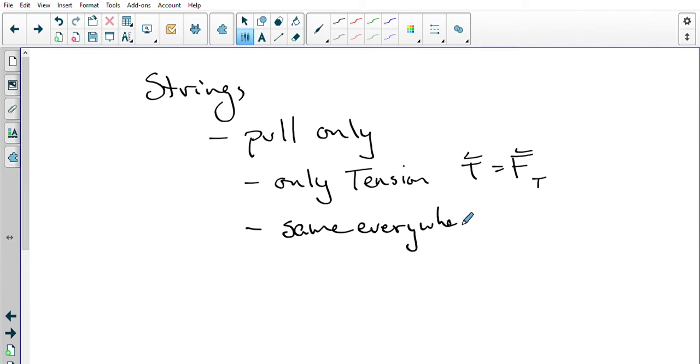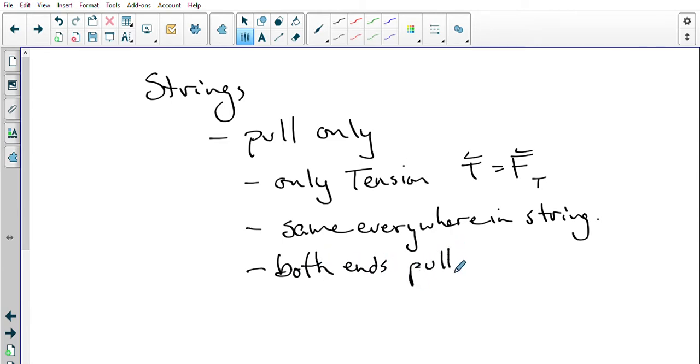And the tension is the same everywhere in the string. So it's a perfect conductor of a force from one point to another. But it only pulls, never pushes. Okay? And you'll see both ends pull. But you'll see that in a second.